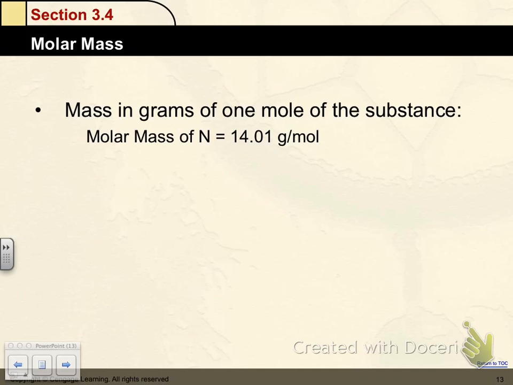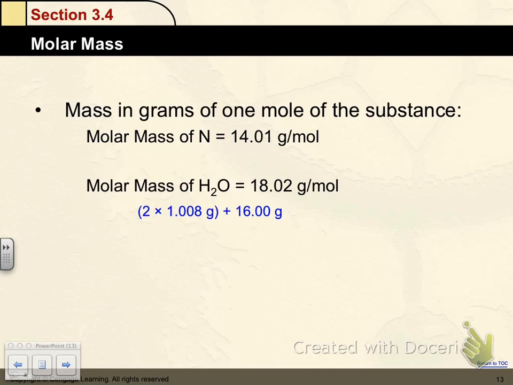So for nitrogen, for instance, if we look at the periodic table, nitrogen is 14.01, and we can call it grams per mole. That's the unit. Very, very often used unit. You're going to use this unit a ton throughout this next year. So that means 1 mole of that substance has a mass of 14.01 grams.